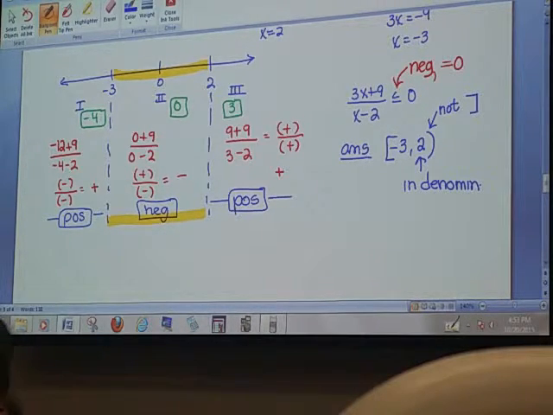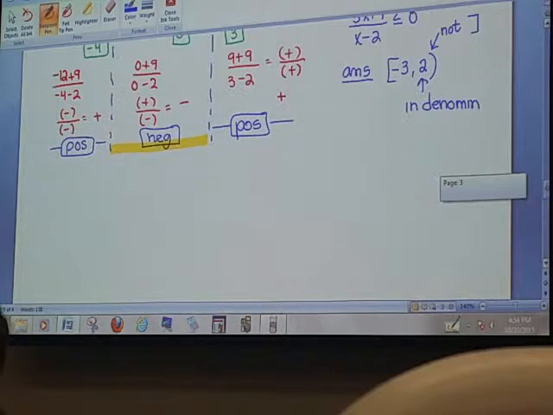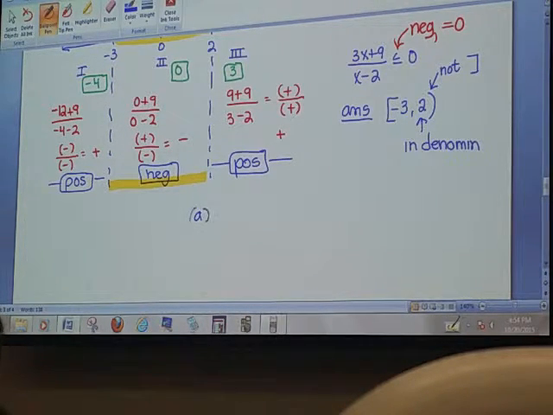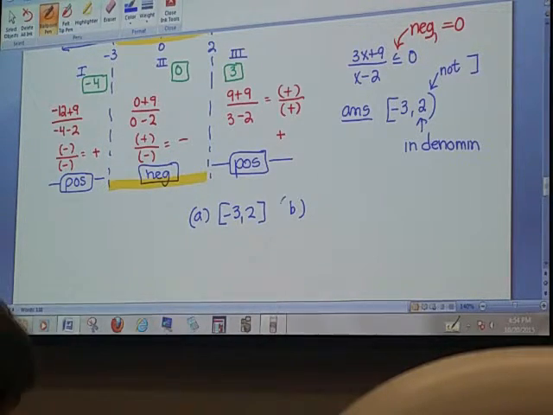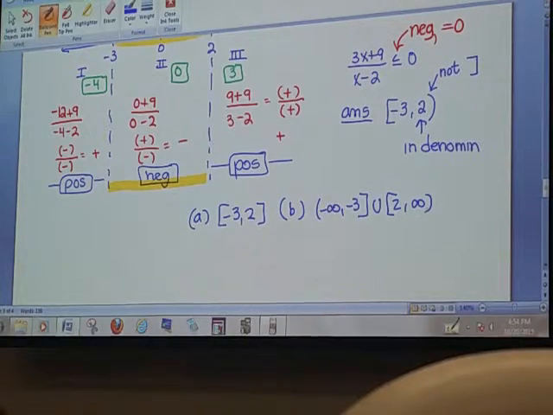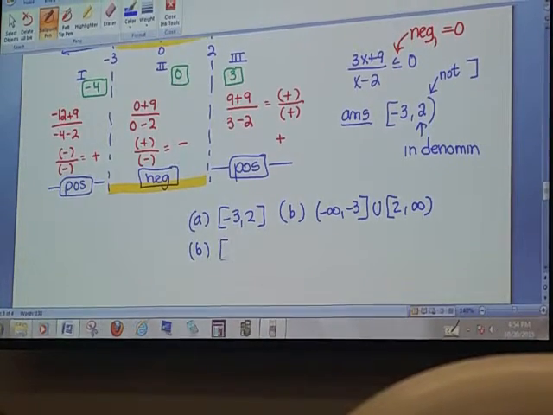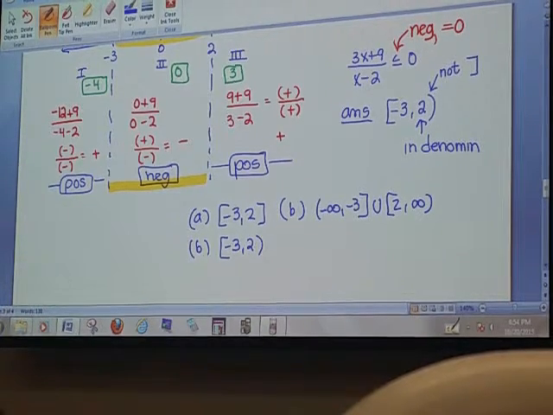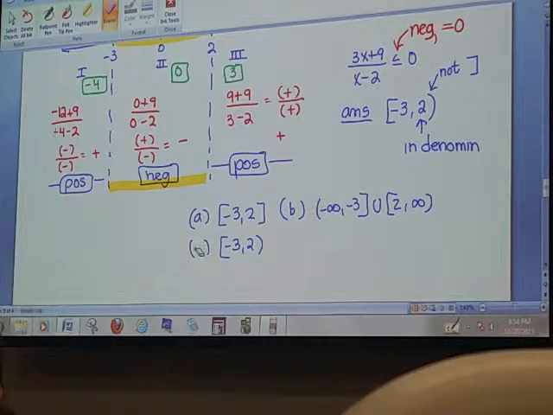So here is where this test is going to screw you up. Look at how teeny the changes are in those answers as far as the symbols that go on the end. That's what's going to make you crazy, because it's super easy to make the answer choices for these. I can have -3 to 2. I can have -infinity to -3. 2 to infinity. I can have -3 to 2. Okay, I have 2 letter B's.